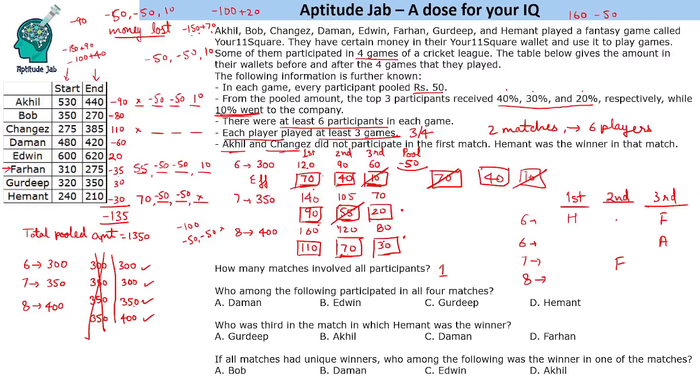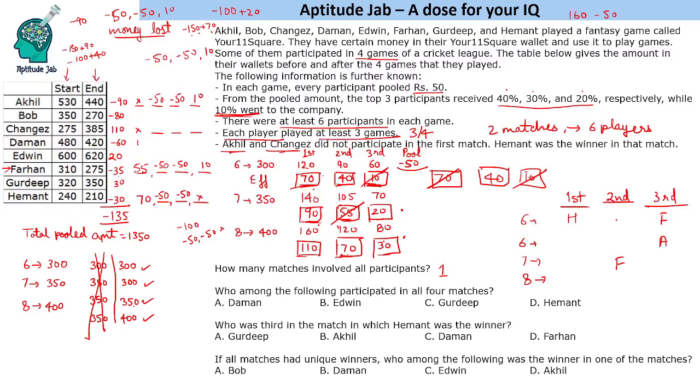So what we shall do is we will try to find out who can win this 110, because this is a big amount. Now let's look at that extreme value 110. Who can win 110? Bob, if he wins 110, has to lose 190 in three matches, so not possible.